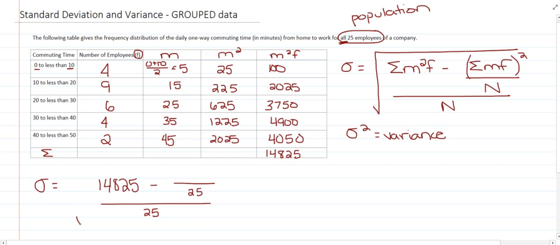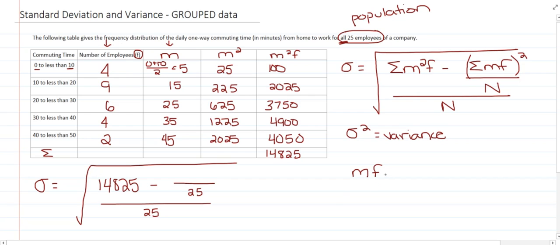And then this is all under the square root. So I need this value right here, the sum of the midpoint times the frequency squared. I probably should have added another column in here, but we can just do that over here. So we're going to go MF, that's midpoint times the frequency.